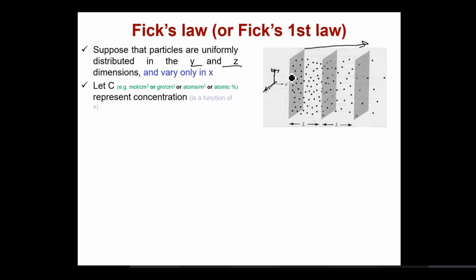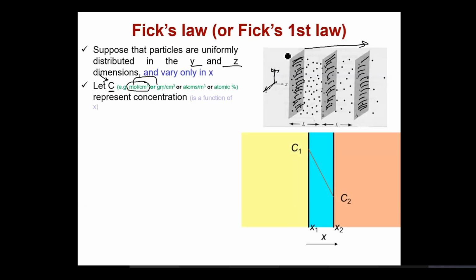So you specify C as concentration, and concentration could be represented as moles per centimeter cube, any quantity per centimeter cube or per unit volume. It could be moles or grams or atoms or atomic percent. This plane would have a certain concentration. Another plane would have a different concentration. Another farther plane would have some different concentration as you are moving along the x-axis. So C represents concentration in terms of mole per centimeter cube, grams per centimeter cube, atoms, or atomic percent. And if you see, it's a function of x.